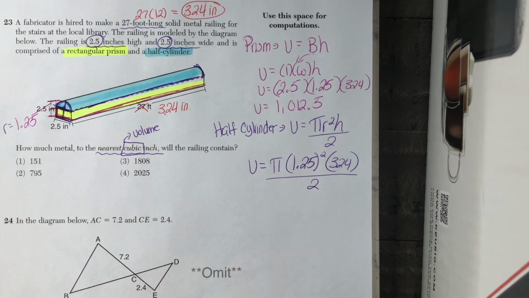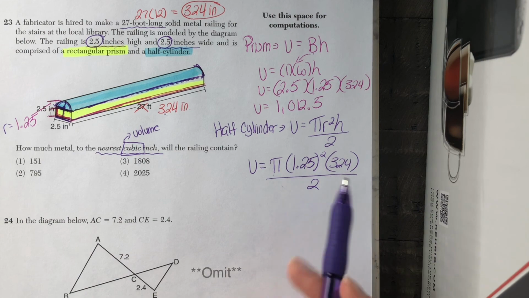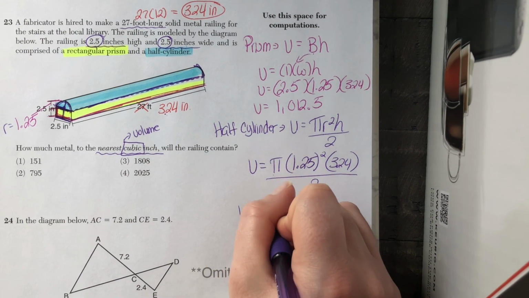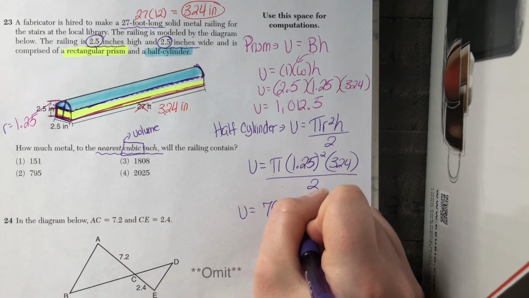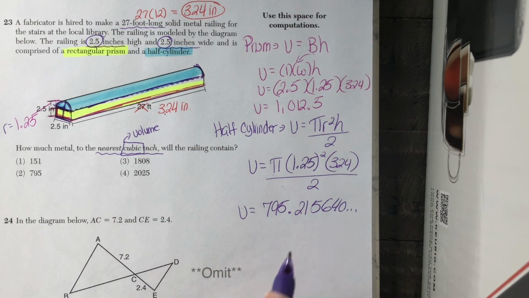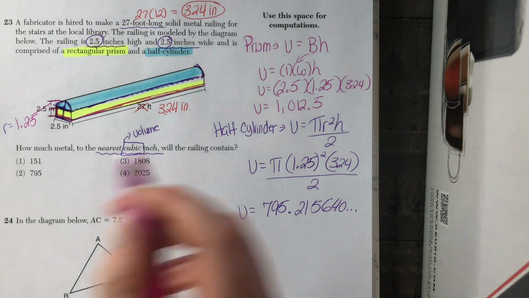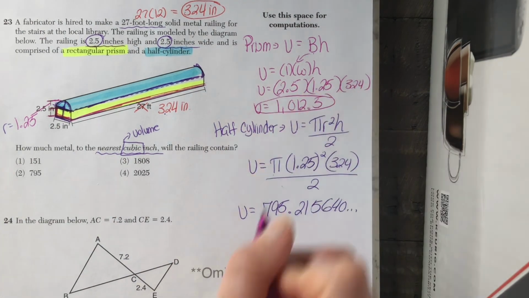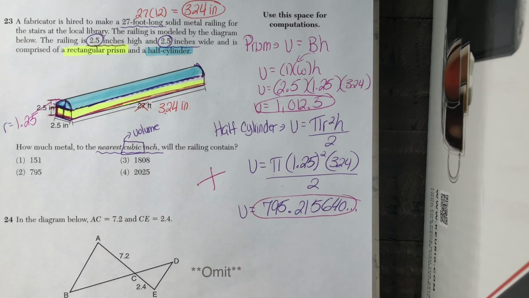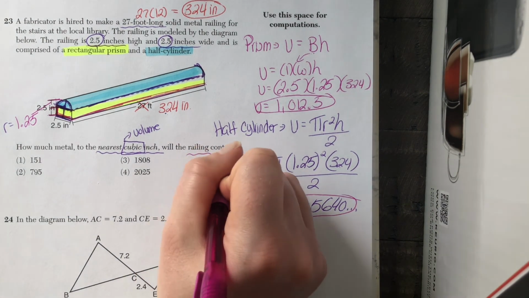If you had your calculators at home, or if you have that Calculator X app or a website that you use, you would type all of this in, and you would get a nice big decimal. It's 795.215640... I can't round because this is not my final answer. Now I'm going to take the volume of the prism and the volume of my half cylinder, and I want to add those together because I want to find the volume of the entire railing.